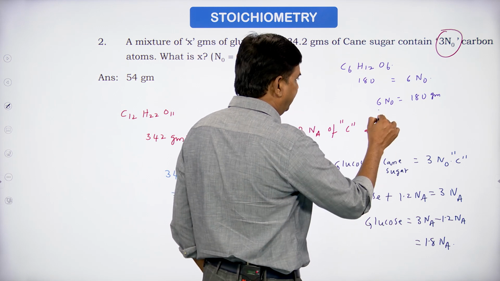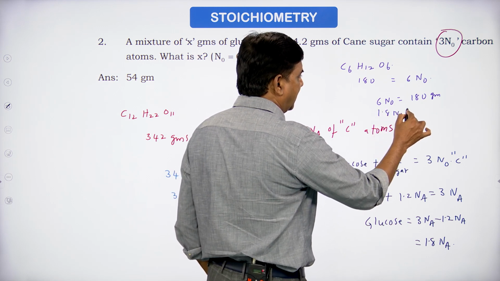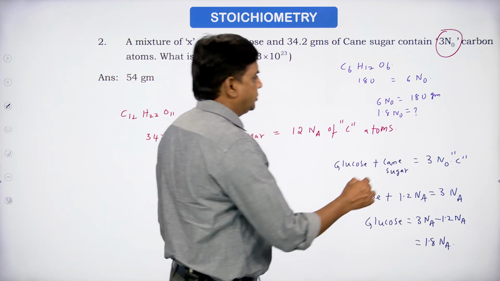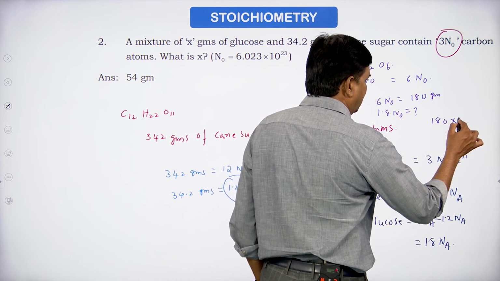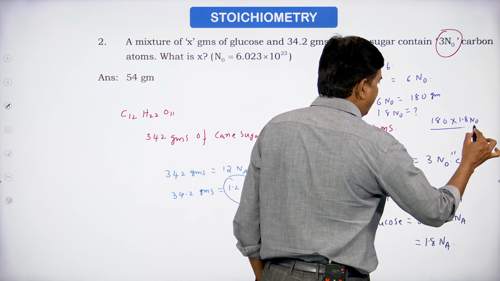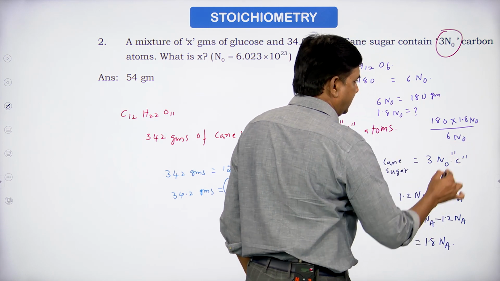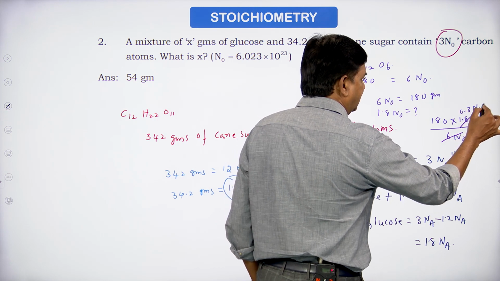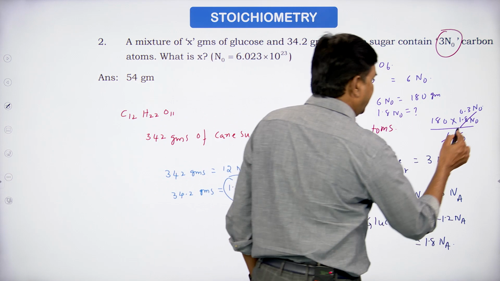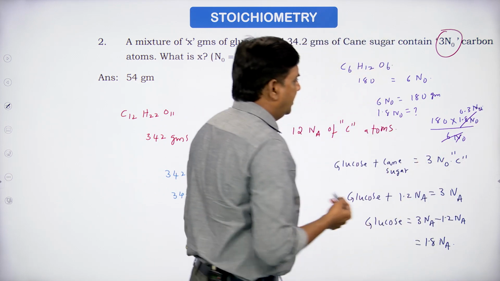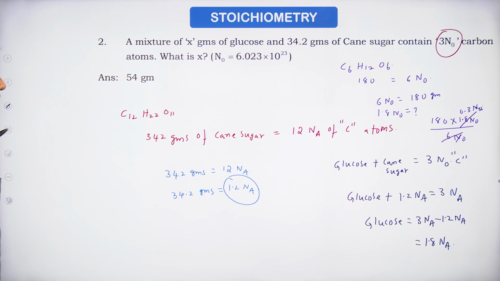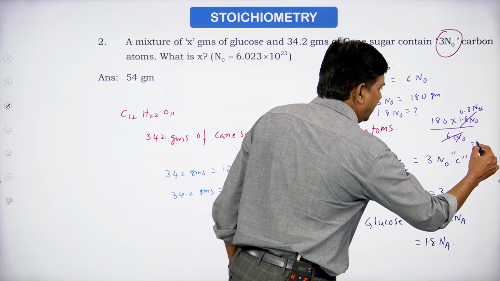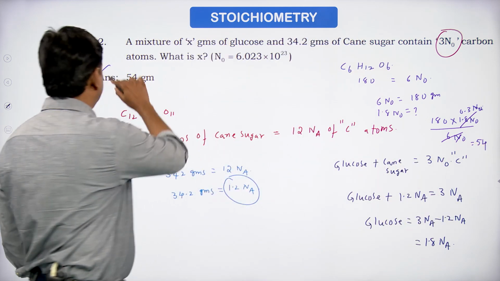Then 1.8 will be present in how many grams? How do you do it? So 180 into 1.8 N0 by 6 N0. 6 N0, 1 N0 will cancel, that is 0.3 N0. N0 cancels, this is 0.3. And this is 180 into 0.3, 18 into 3, 54 grams. If you do this, you will get 54 grams. That is the answer.